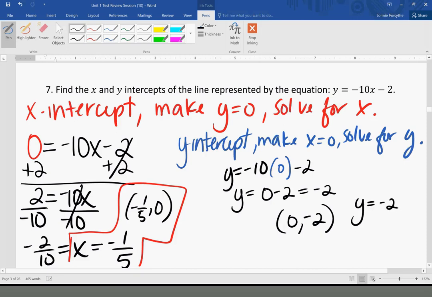Okay? So we have our x-intercept, and we have our y-intercept. Any questions? Feel free to just type in the chat room if you have a question.